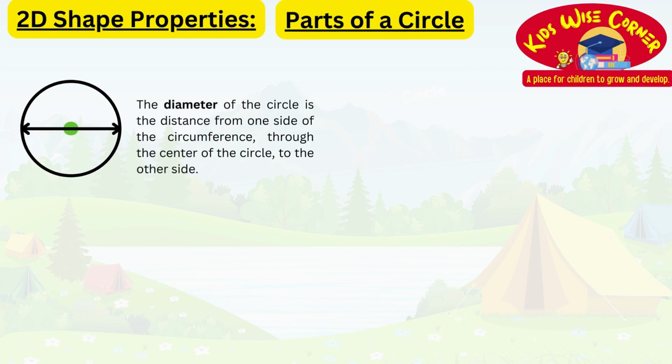The next part of the circle is the diameter. The diameter is the distance from one side of the circle's edge, through the center, to the other side. It's like measuring from one point on the circle's edge to the opposite side, passing right through the center.